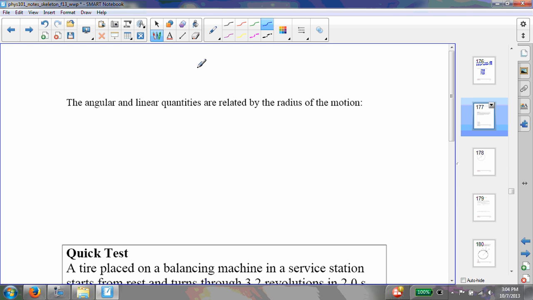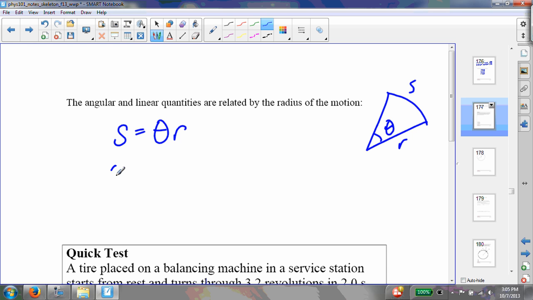Now we can also relate our angular and our linear quantities in this way. S, which if I look at an arc, S is this distance. This is my angle theta, and that's my radius. S is equal to theta times R. V is equal to omega times R, and A is equal to alpha times R.